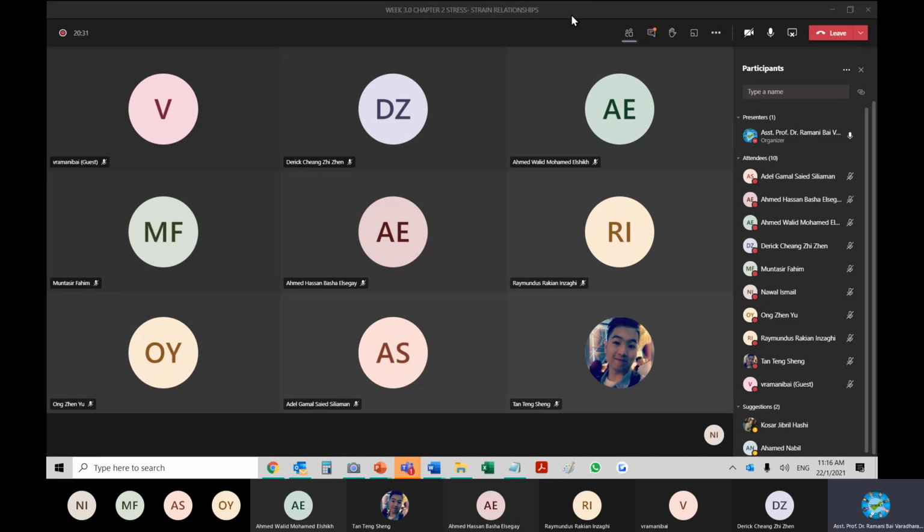Example of ductile material? Copper. Copper or silver? Copper, yes, very good. And then? Silver, okay. Silver, copper, mild steel, aluminum, all ductile materials.